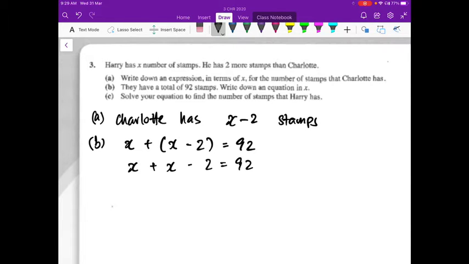So yes, we have 2x minus 2. We are going to remove the negative 2 by adding 2 on both sides. It becomes 92 plus 2. X equals 94 over 2.